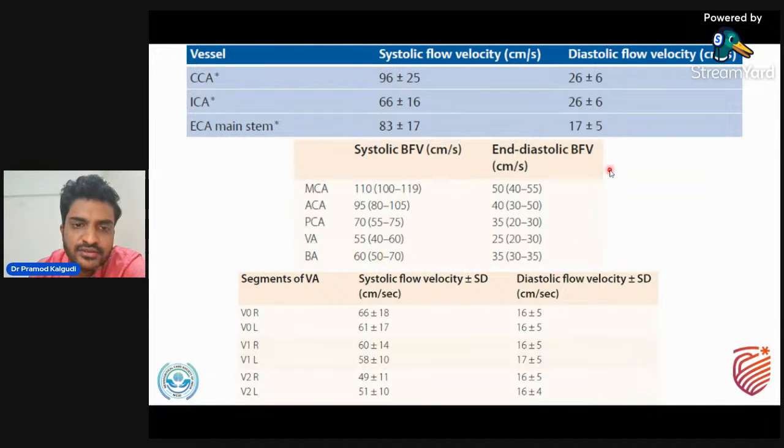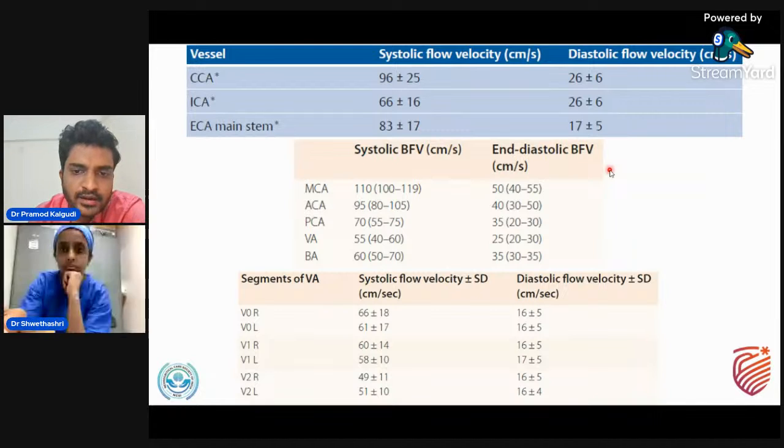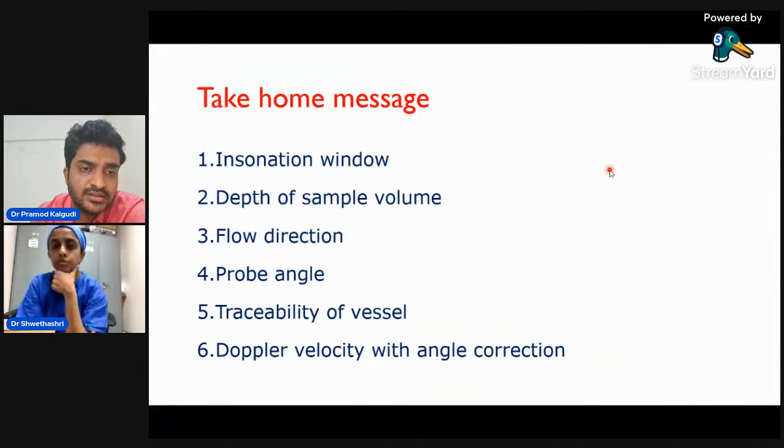So you can just refer to this for the velocities, and it's not the velocities that will trouble you when you're doing the ultrasound. It's majorly the insonation window. You don't get a good insonation window; it's very difficult to get it in 10% of the patients. I do understand. And keep these things in mind.